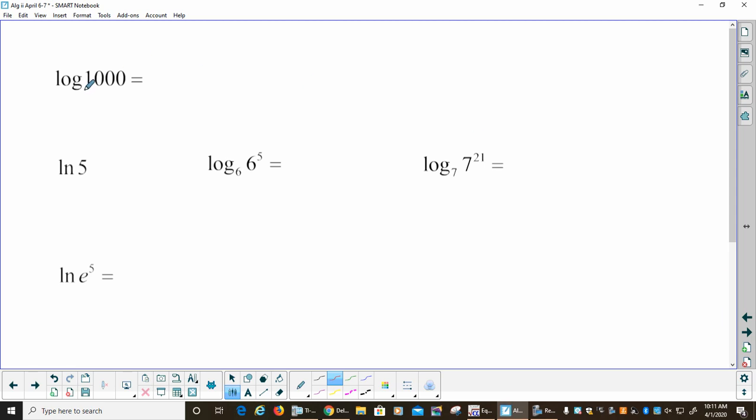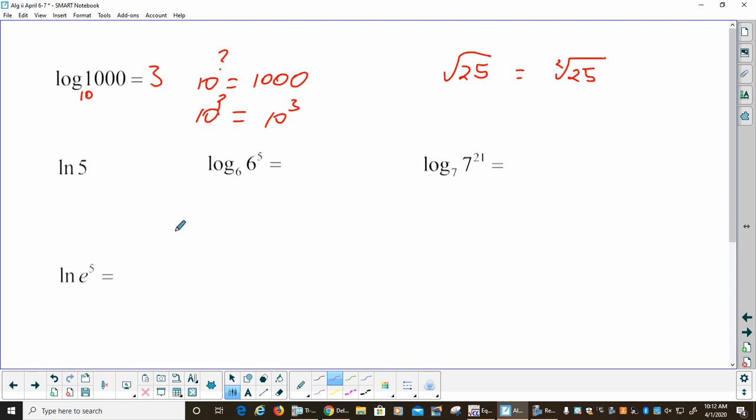If the base is missing, it's a 10. Okay. Just like this, what number is missing here? Well, it's a 2. That's the same thing as the square root of 25. The base is missing, it's a 10. So this question is asking 10 to what power is 1,000? Or 10 to what power is 10 cubed? Well, that's 3. Okay.